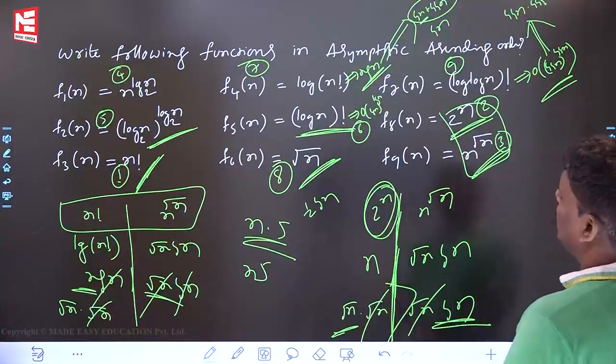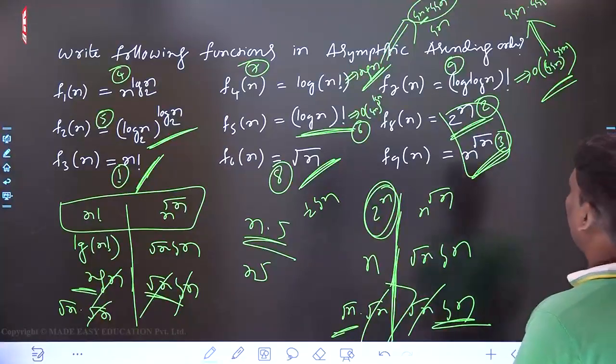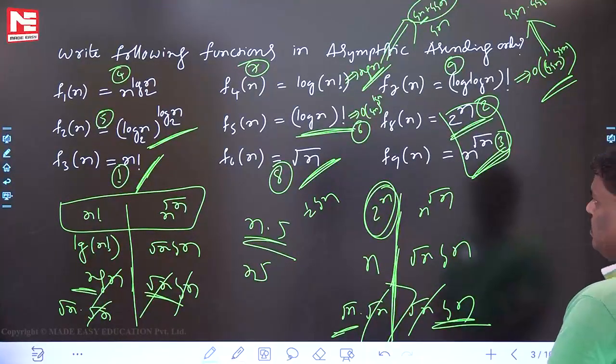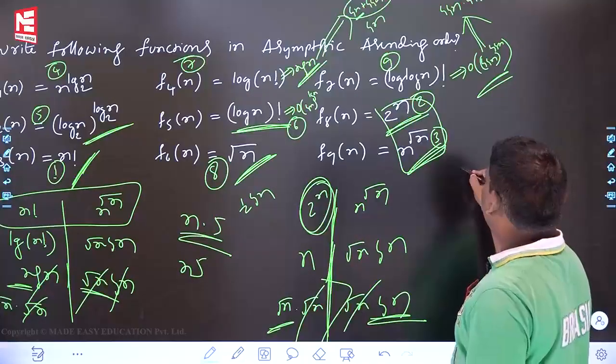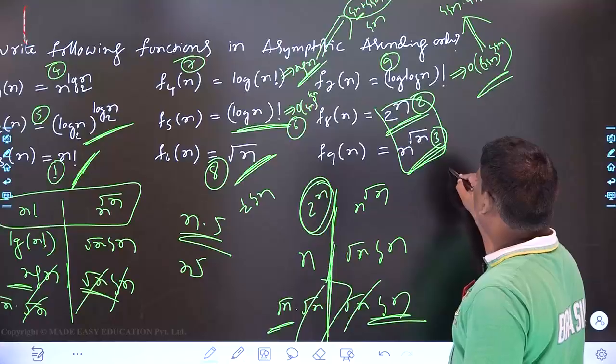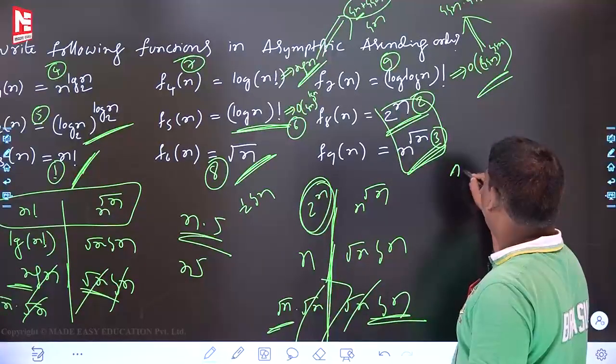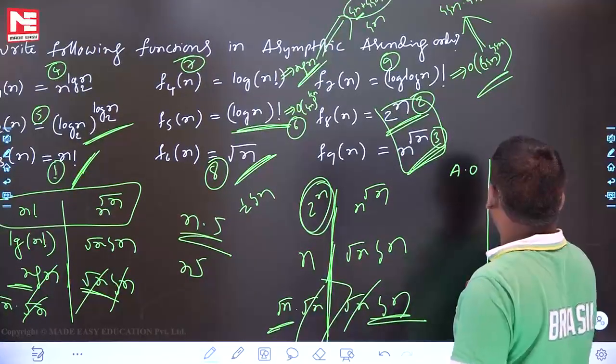Number 7, n log n. Number 8, root n. Number 9, log n. Let me write all these things in increasing order, ascending order, descending order. Let me write.